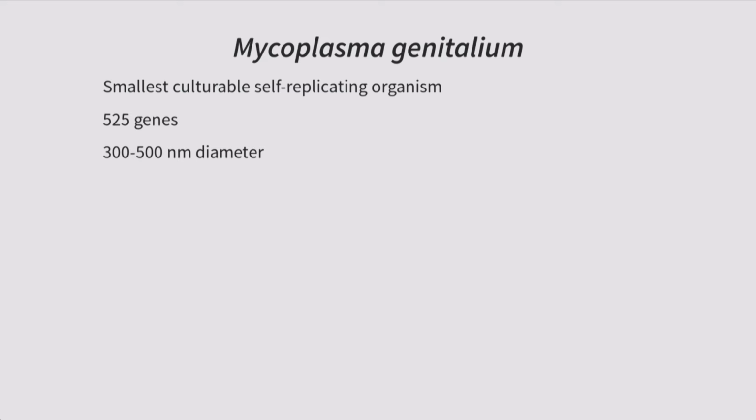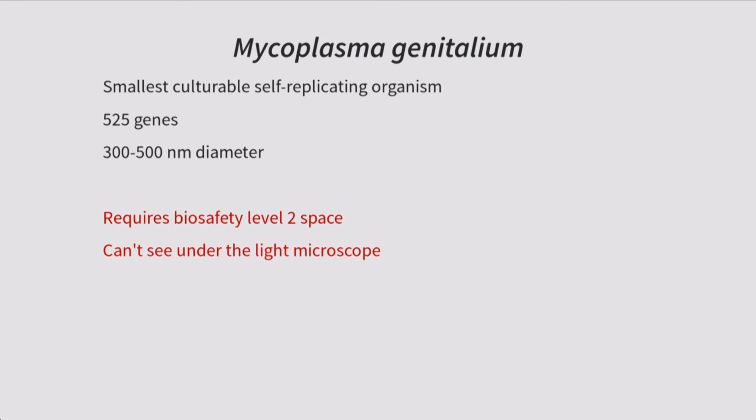Since it's a pathogen, you have to have a BSL-2 lab space, which not all labs have access to. It's so small, 300 to 500 nanometers in diameter, that you can't see it under the light microscope. And it's hard to genetically manipulate or perturb. So it's hard to do experiments with this bug, and as a result, it's hard to test, benchmark, and refine our models.